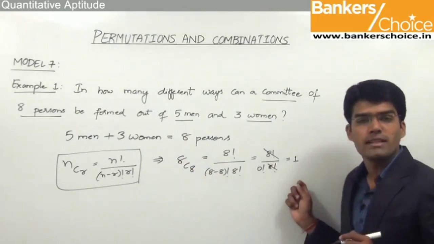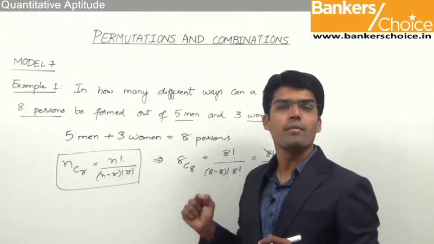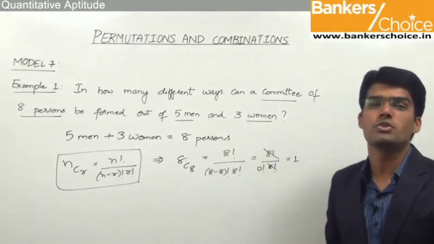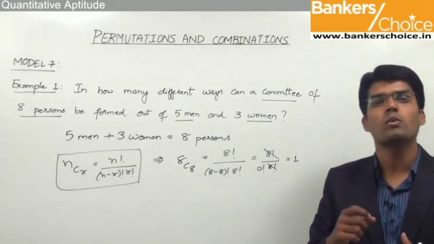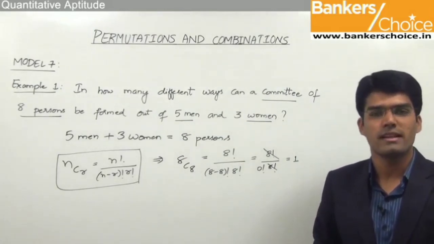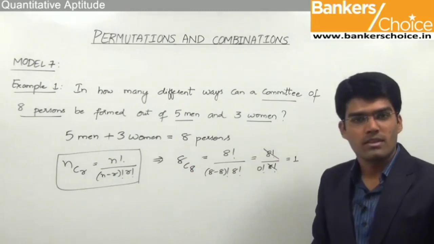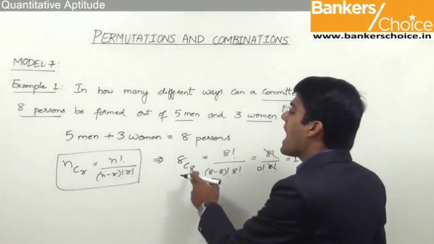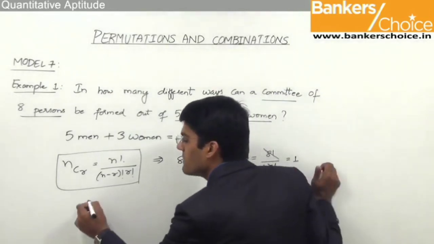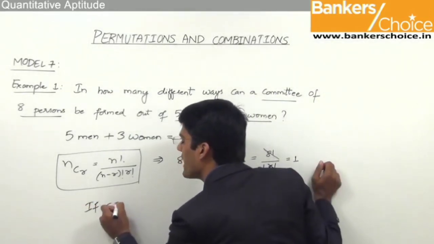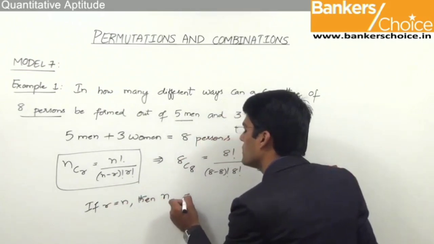Now one important point that we can understand here is, because there are total 8 persons and we need to form a committee of 8 persons, we don't have any choice. All the 8 persons have to be selected, and that can be done only in one way, that is all of them have to be selected. So that is the reason 8C8 is equal to 1. So we can say that whenever r is equal to n, nCr will be equal to 1. Just remember that if r is equal to n, then nCr will be equal to 1.